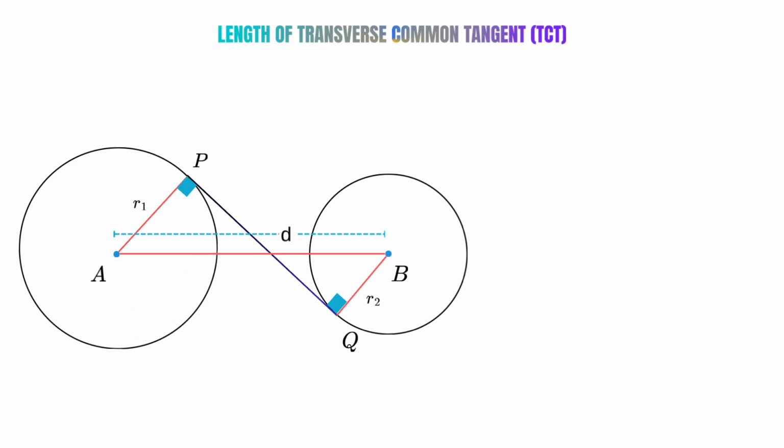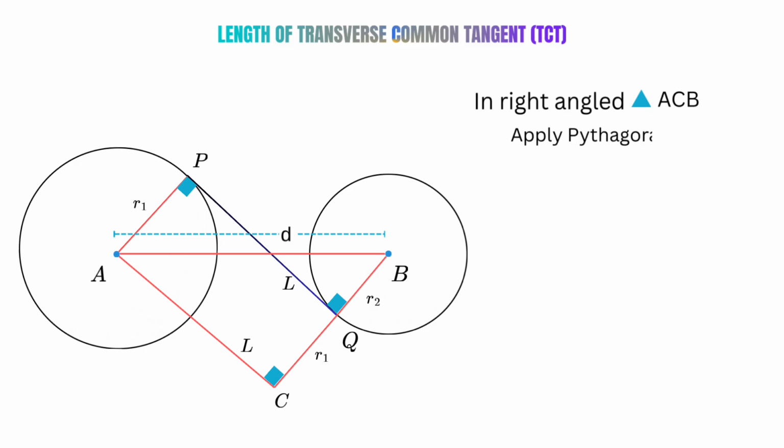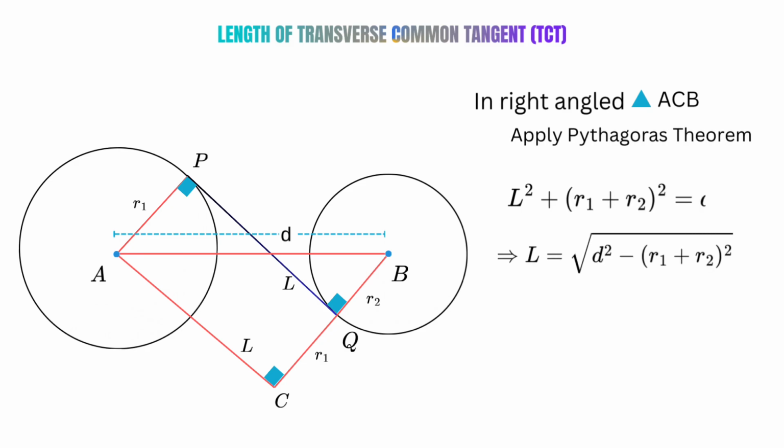Let's do some construction. Extend line BQ such that QC is equal to R1. Now draw a perpendicular from center A to BC meeting it at C. As a result we get a rectangle APQC in which length PQ is equal to AC and equal to, let's say, L, so we need to find L here. Look at the triangle ACB, which is right-angled, and we know AB equals D, BC equals R1 plus R2, and we need to find L, so we are going to use Pythagoras theorem. In triangle ACB, apply Pythagoras theorem and solve to find L, the length of TCT.